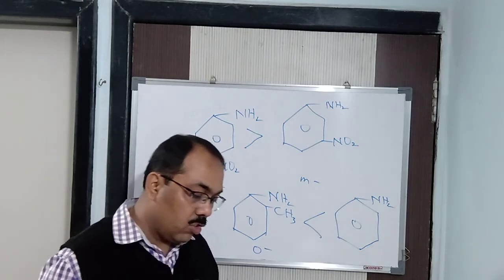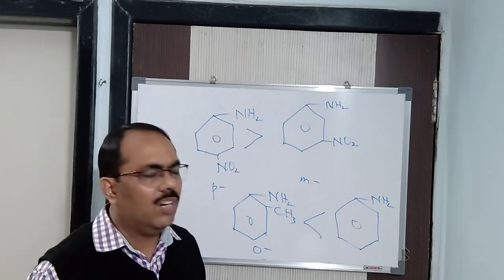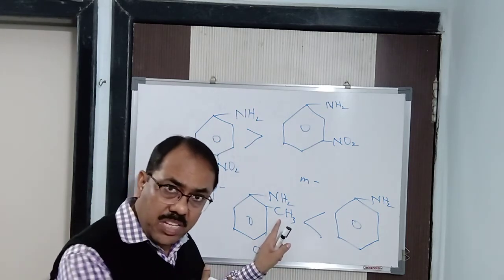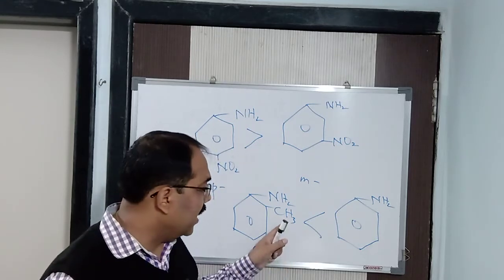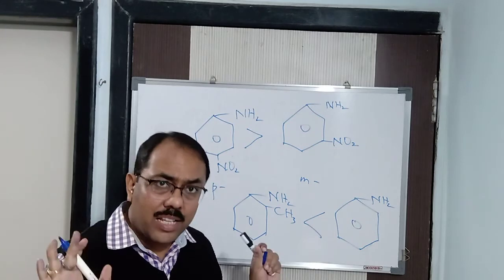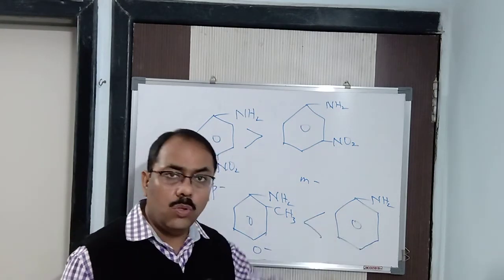Again I repeat, the ortho substituted aniline, regardless of the nature of the substituent, whether it is base strengthening, like here, or base weakening like NO2, CN or whatever it is, usually possesses lesser basic character. It will always be lesser basic in nature compared to aniline.